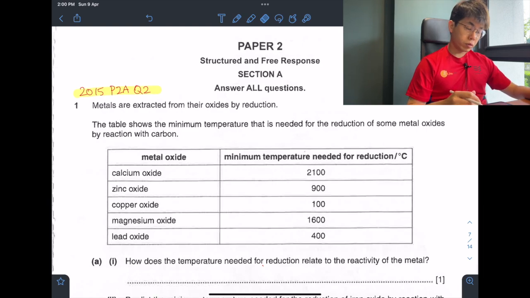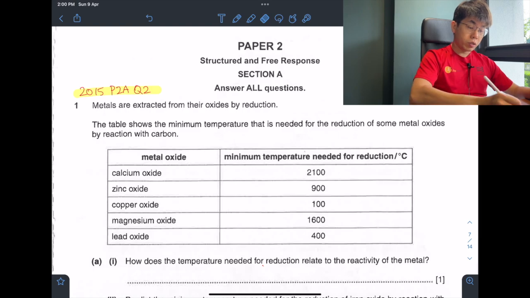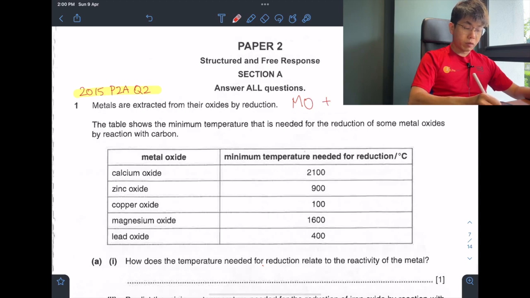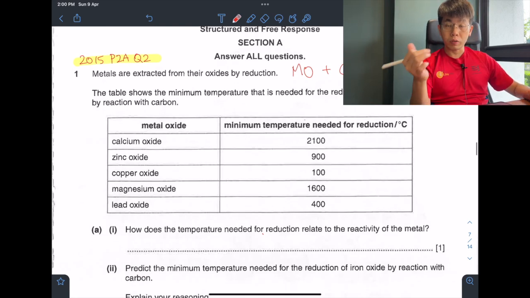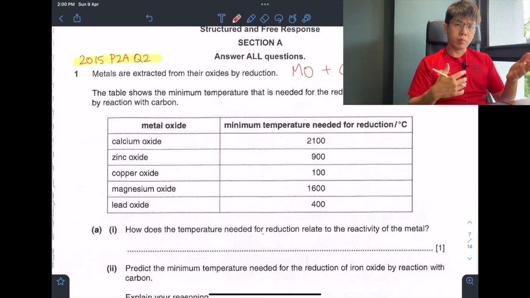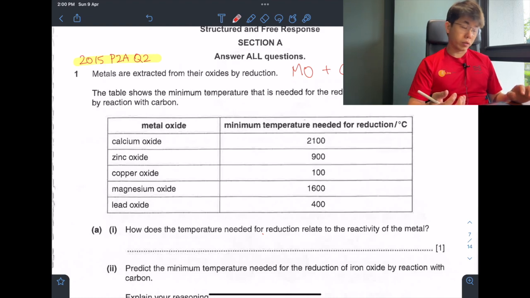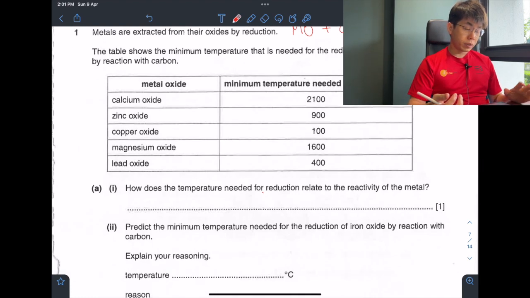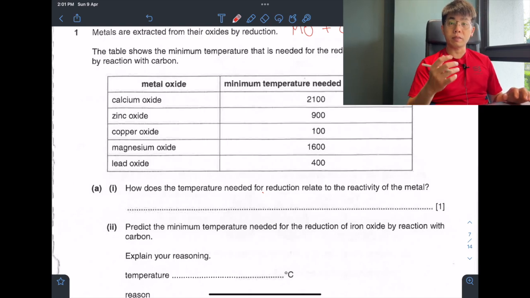Metals are extracted from their oxides by reduction. So this is the reaction where you get a metal oxide and then you add a reducing agent, most of the time carbon, to form your metal plus carbon dioxide or carbon monoxide. So the table here shows the minimum temperature needed for the reduction. So you can imagine that the higher the temperature, the more energy is required for the reduction. So you've got different types of metals here on the left, and then we've got a temperature on the right. So question A1, how does the temperature needed for reduction relate to the reactivity of the metal?